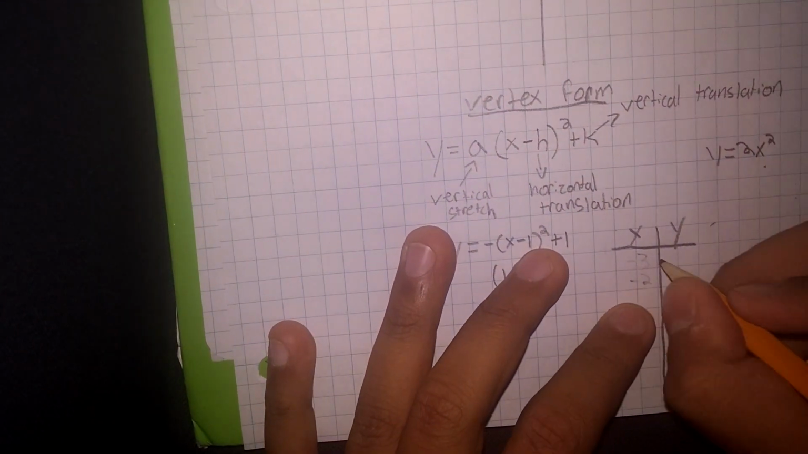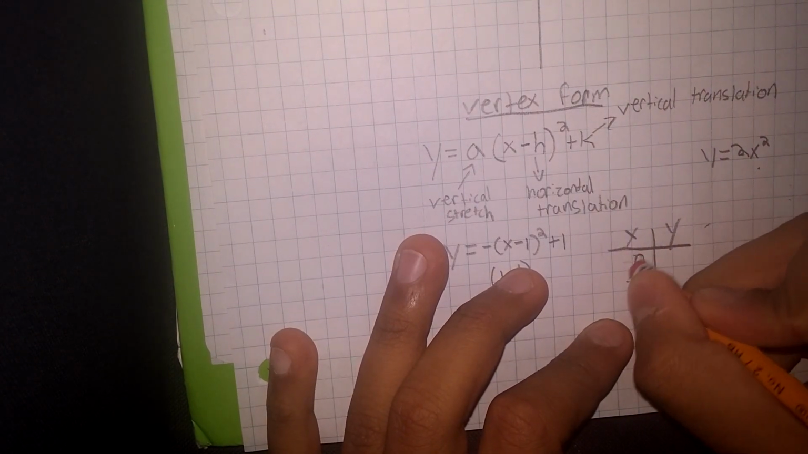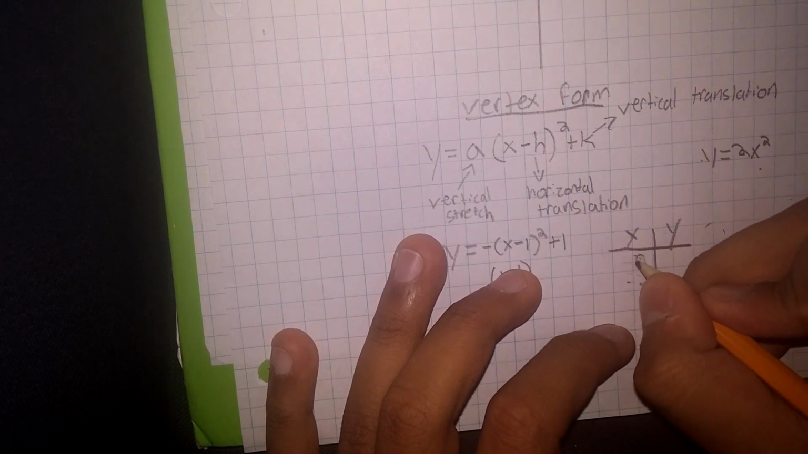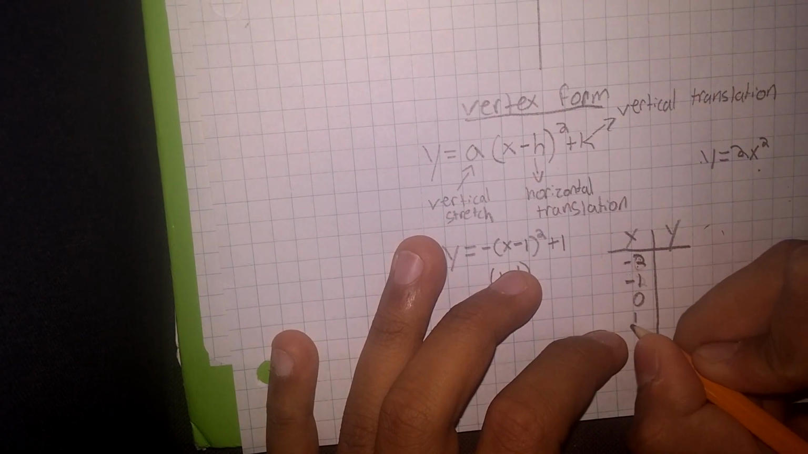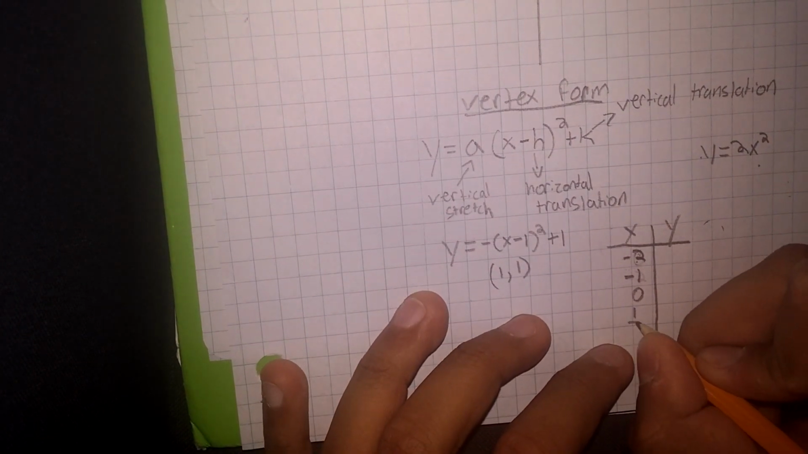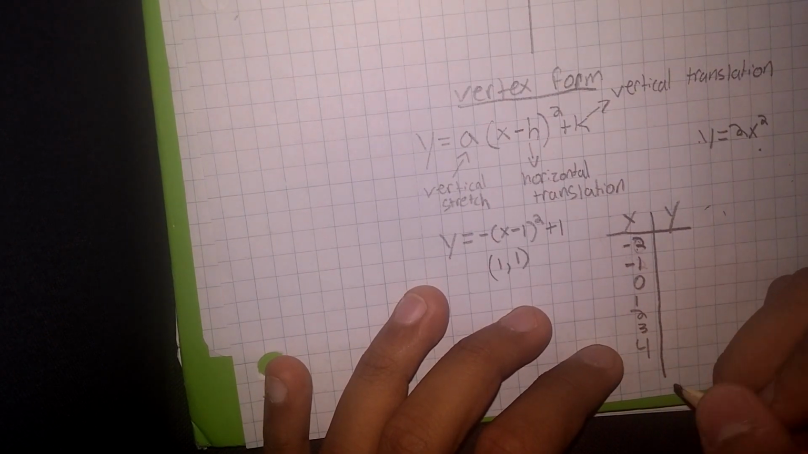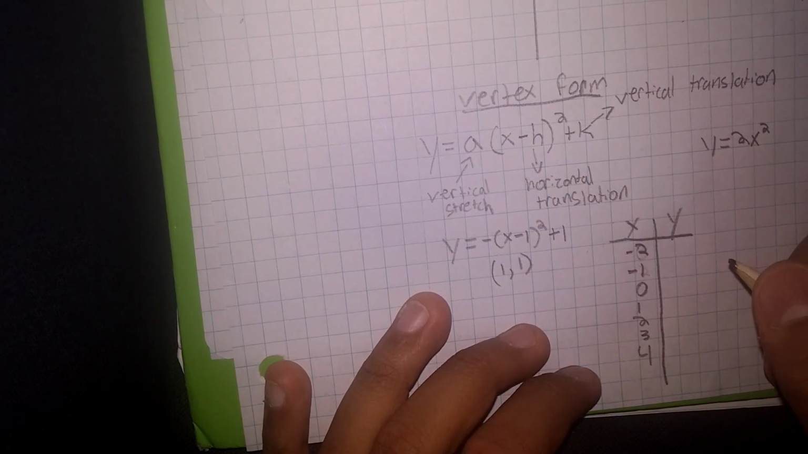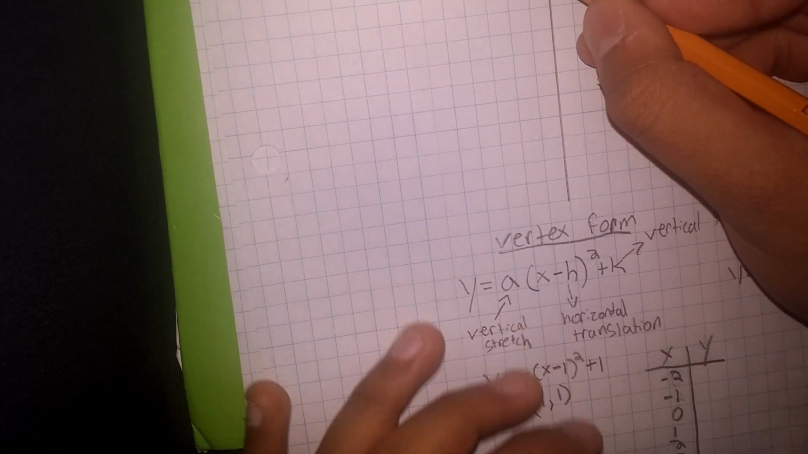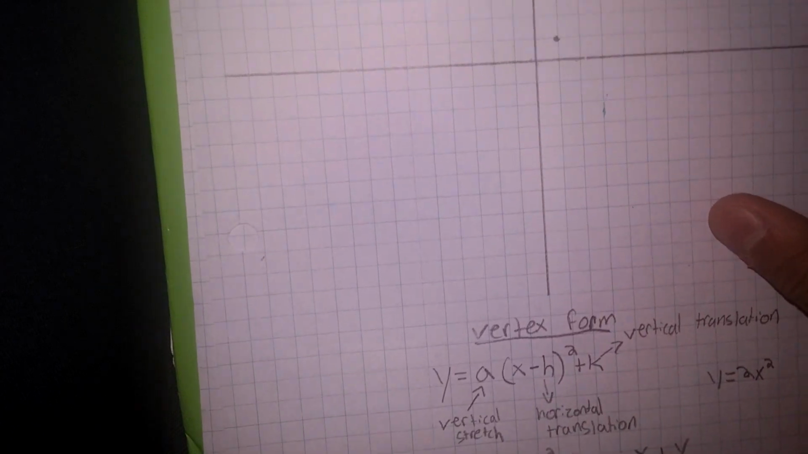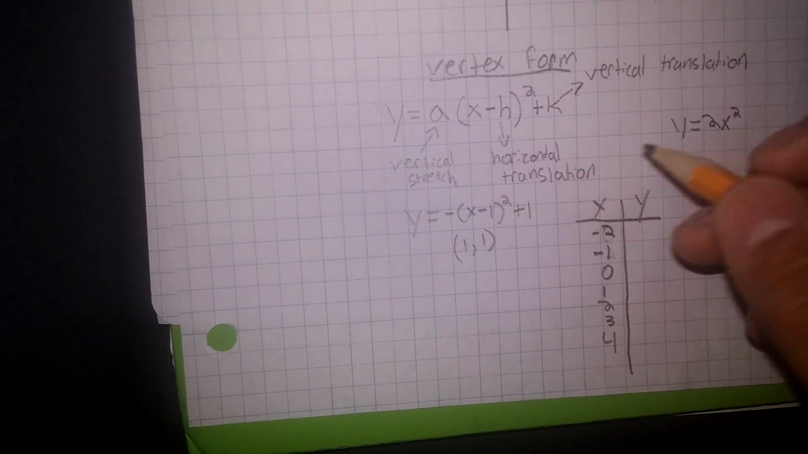So let's go ahead and do that. Negative 2, negative 1, 0, 1, which is where we are right now, 2, 3, 4. Okay, so I'm back. Now that we have our x values written out, let's go ahead and sub it in that spot.